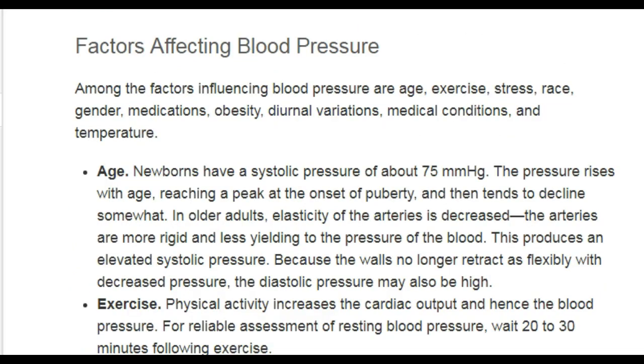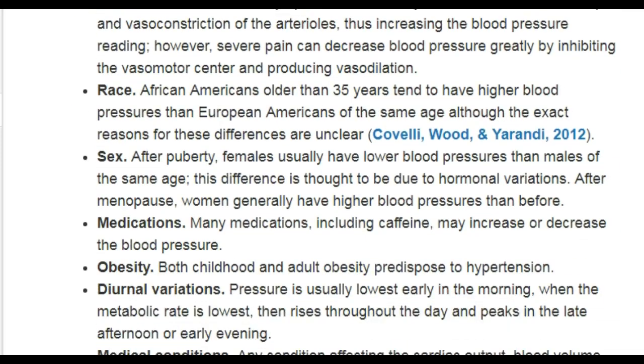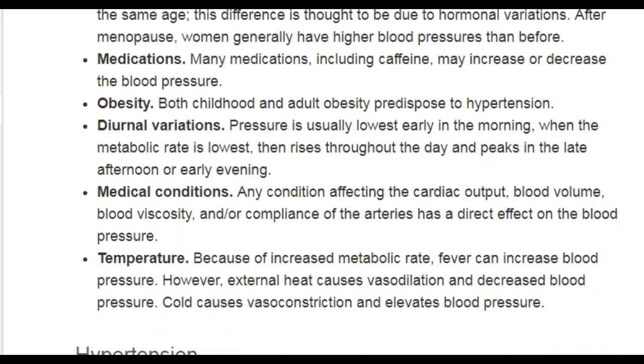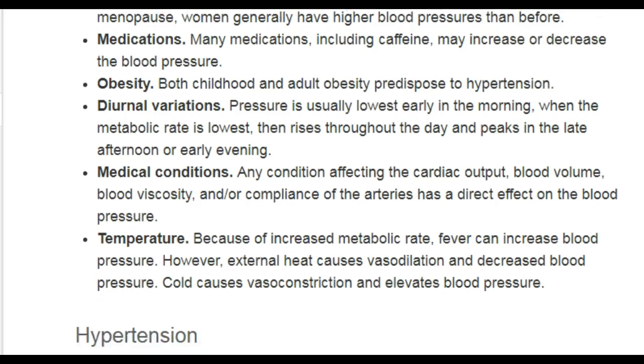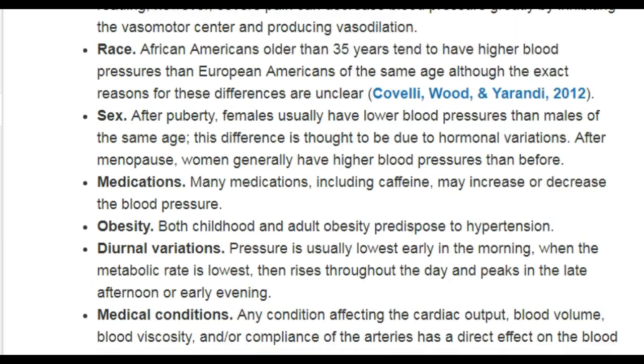As with the pulse, temperature, and respiratory rate, where we had factors that affect those, we also have factors that affect the blood pressure. Take your time and go through these factors. You have age, exercise, stress, race, sex, medication, obesity, diurnal variations, medical conditions, and temperature. If you have any questions, write your questions down and I will be happy to answer those for you.